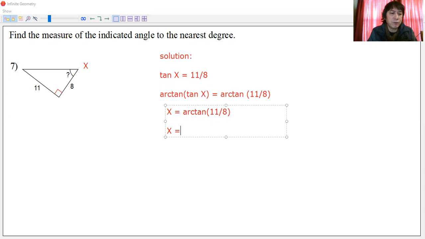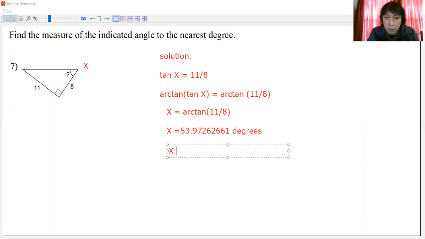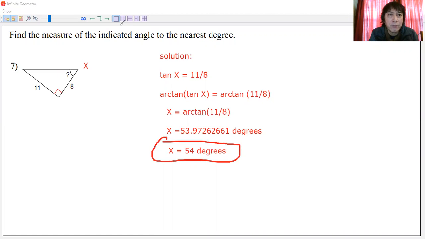We have 53.97266261, so this is in degrees. And then rounding it to the nearest degree, this will become 54 degrees. And that's it. This will be our answer. Let's verify. Yes, it's 54 degrees. Let's continue with number 8.